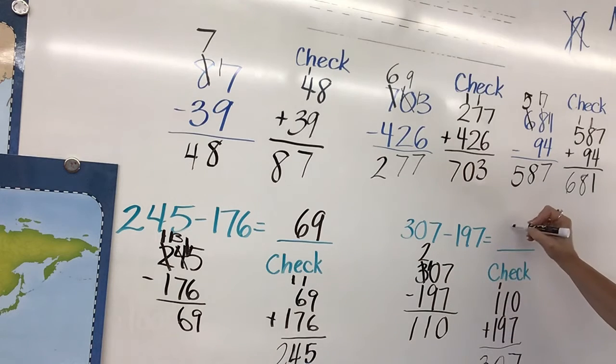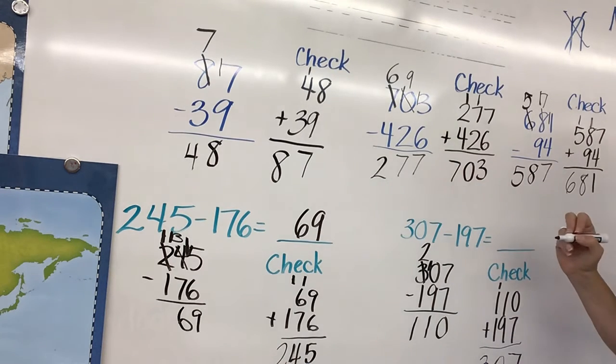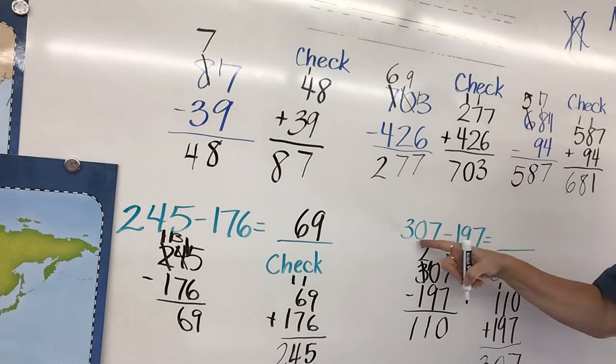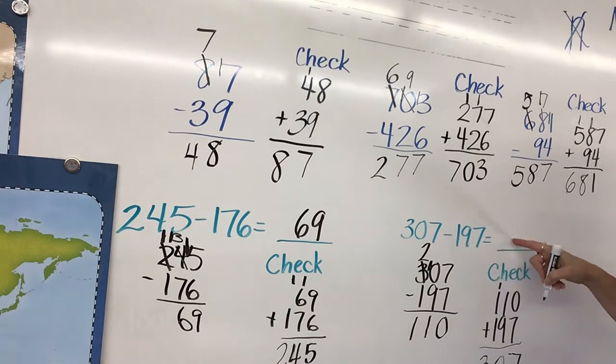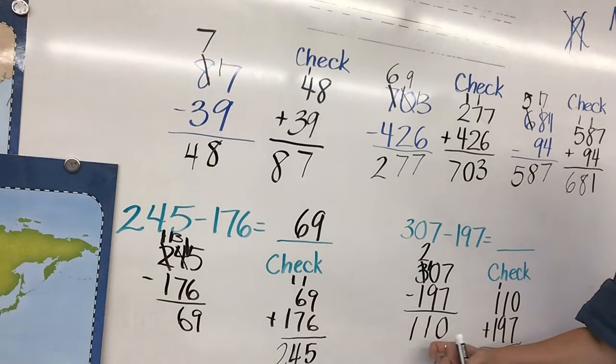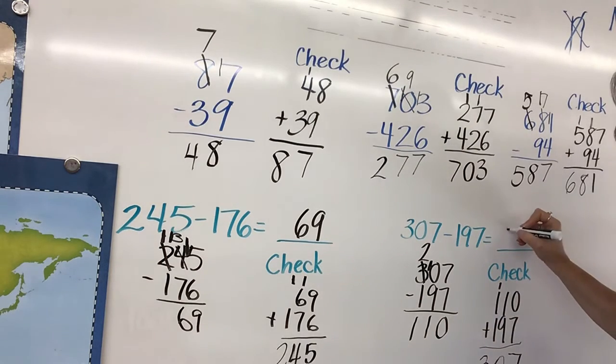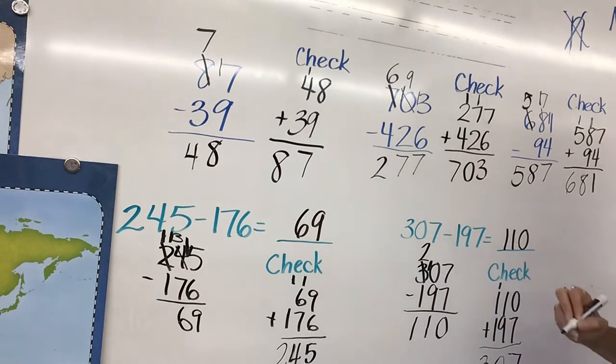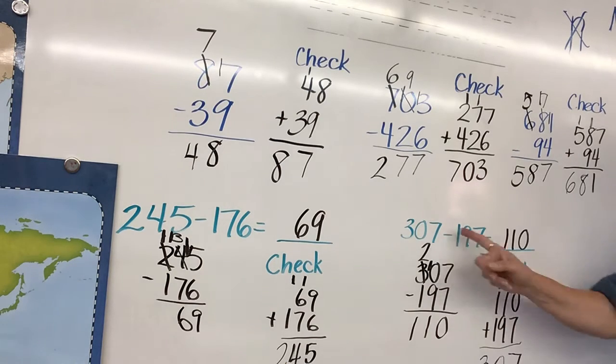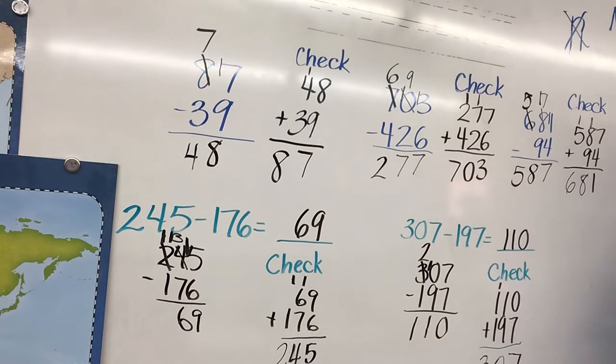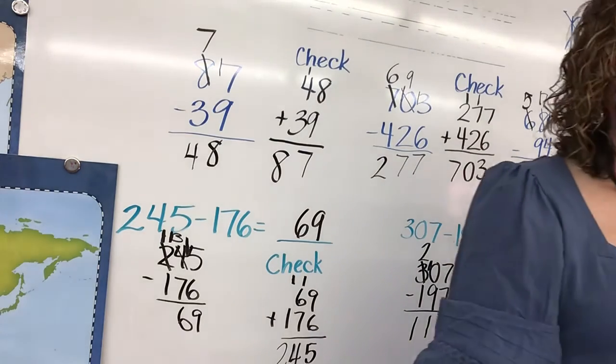Check, and then don't forget to write your answer in the blank, which is? 300. No. 110. 307 minus 197 is not 307. This is your answer. 110. We're just checking to make sure you're right. This was just checking to make sure we subtracted correctly. The answer is this one, because you're finding the difference here. This is subtraction.